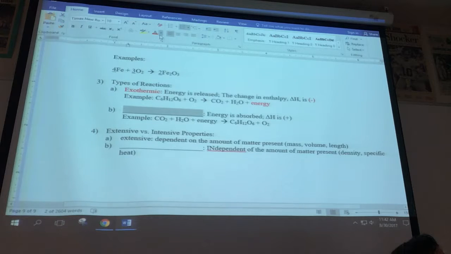In contrast, if energy is on the left side of the equation, you have an endothermic reaction, where delta H for the reaction is positive, and you can see the energy is on the left side of the equation.